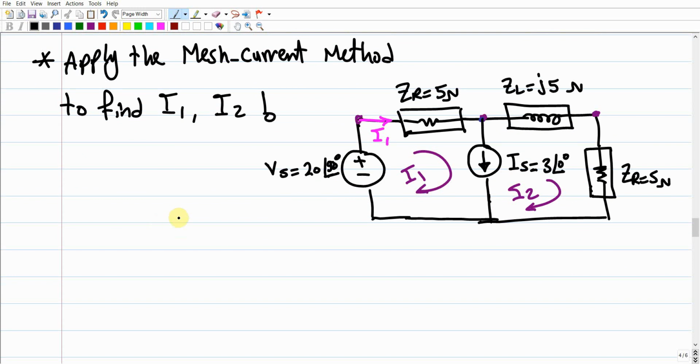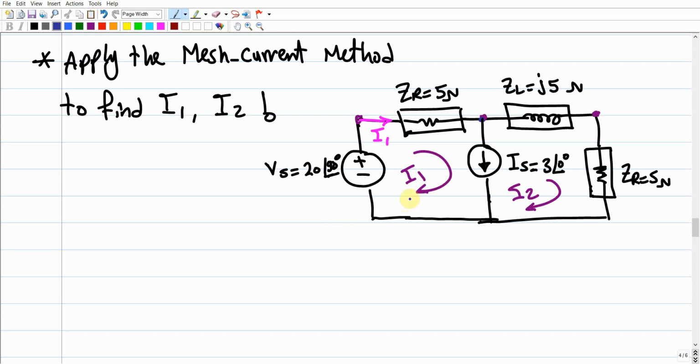If you remember the procedure, the first step is just to locate or define the mesh currents over the different meshes. Locate the different meshes in this electrical circuit and assign mesh currents to them, as already given here, I1 and I2. So these are the first two steps. Then the next step is to apply either Kirchhoff current law or Kirchhoff voltage law over the meshes that you have.